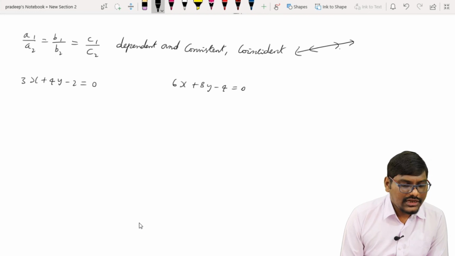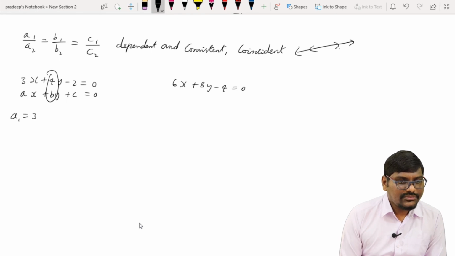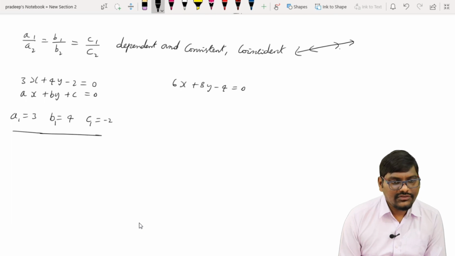So now I'll represent this with the general equation. So I can write ax plus by plus c equal to 0. Alright. So now this a is representing 3. So a1 equal to 3. This b is representing 4, as this is the first equation, b1. So this c is representing what? Minus 2. So this is a1, b1, c1.